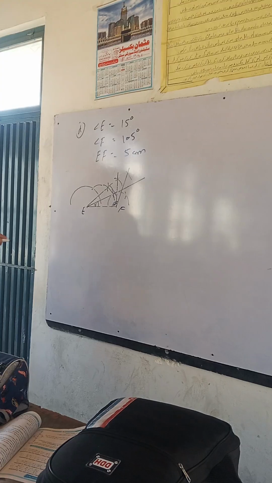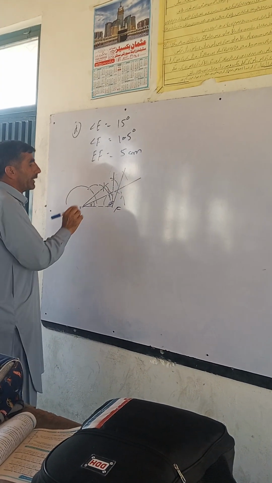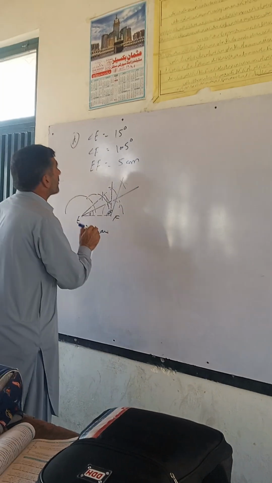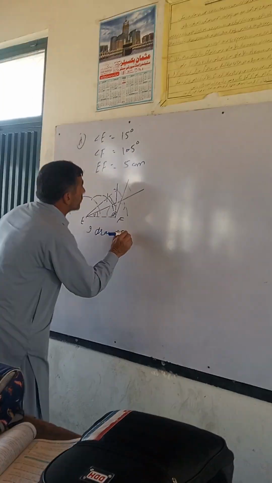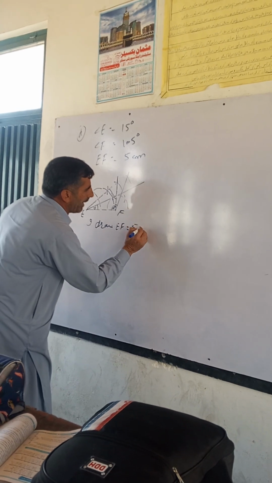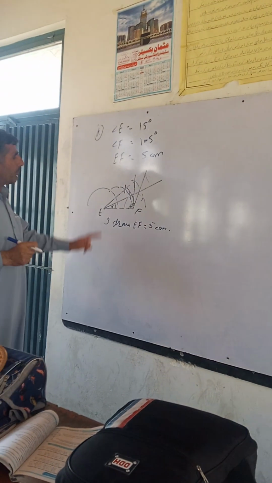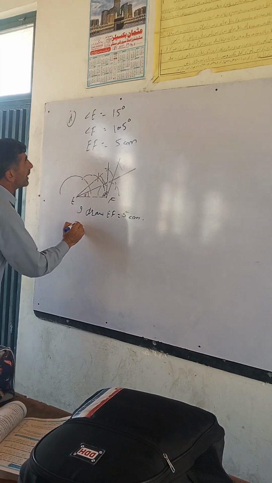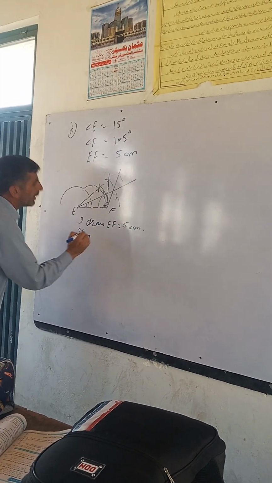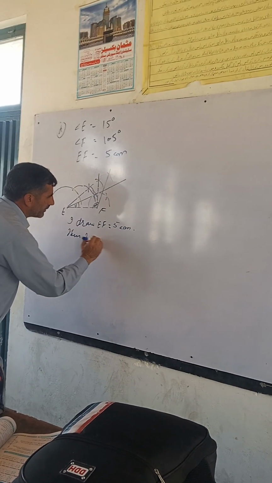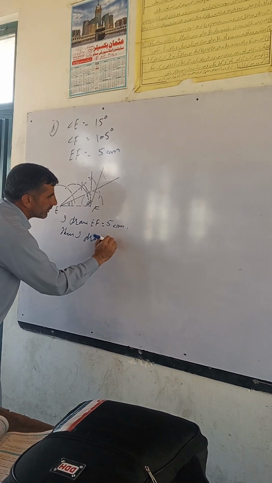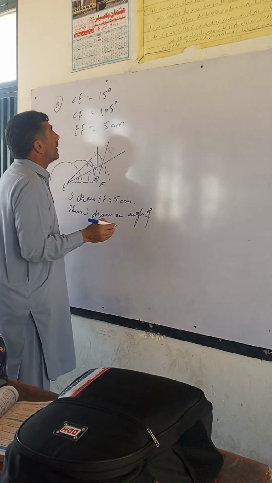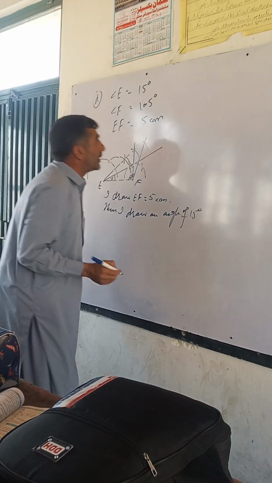Now the construction. The first step in construction is I draw EF equal to 5 centimeter. I have drawn EF as 5 centimeter. Now on point E, I draw an angle of 15 degree.